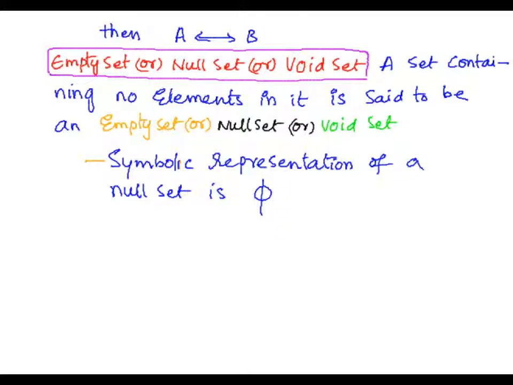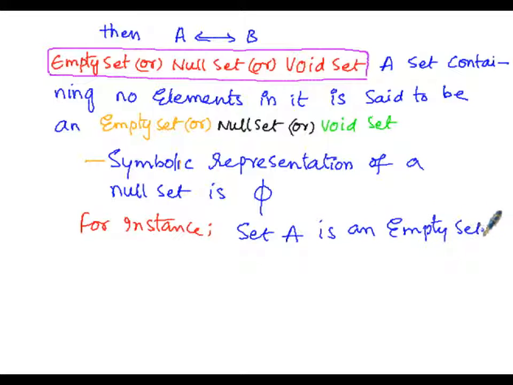So for instance, let us assume the set A is an empty set. Since a set is denoted by means of a capital letter, we can write A equals, so here brackets begin and end, but it doesn't consist of any elements. There is no element in this particular set A, or in other words it can also be represented by means of the symbol phi.